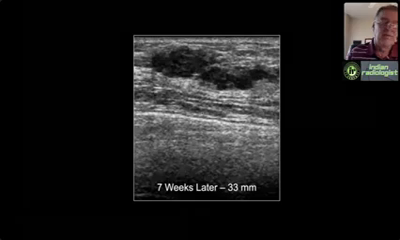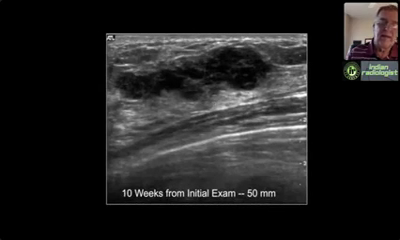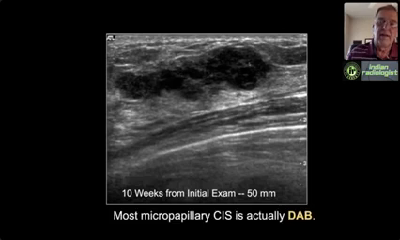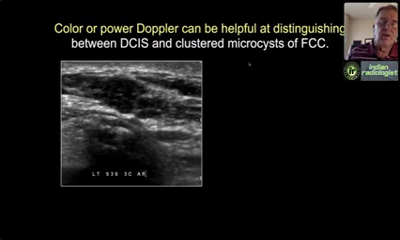Well, 7 weeks later, she thought it was enlarging, and sure enough, it had enlarged from 14 to 33 millimeters. Now, what did we do wrong on the first exam? We didn't put Doppler on. At 10 weeks, she came back for surgery, and it had increased to 50 millimeters. This is micropapillary DCIS.